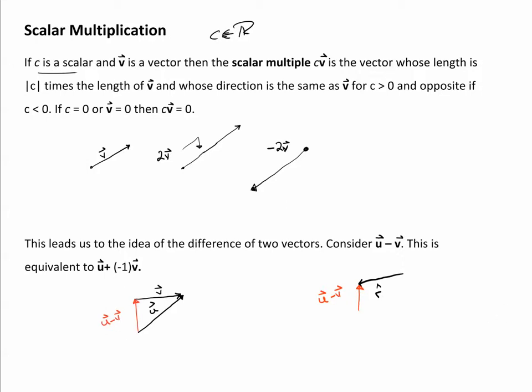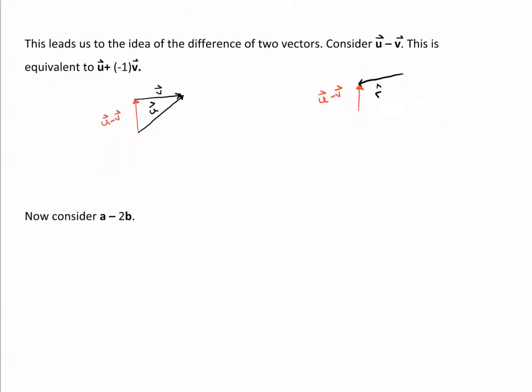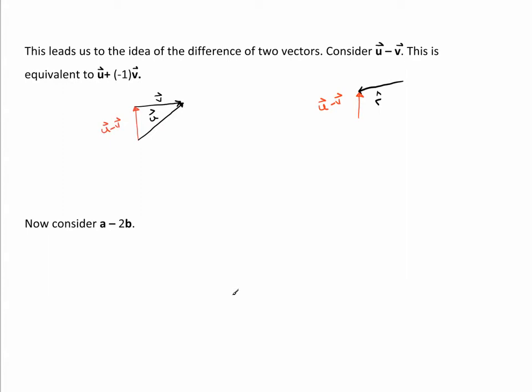So now let's consider a minus 2b given, let's see, a equals, let's see, a vector like this, and vector b, let's just say, is a vector that looks like this.